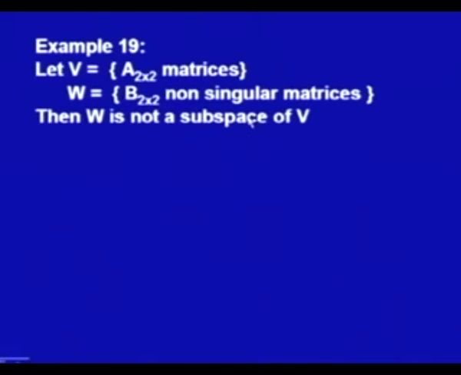This is another example taken from the set of matrices, but this time W is not a subspace. So, let us consider V to be 2 by 2 matrices and W is again the set of all 2 by 2 matrices, but the condition is that these are non-singular matrices. So, we have a bigger set considering all square matrices of order 2, while W is only those square matrices of order 2 which are non-singular. Then W is not a subspace of V, where V is a vector space with respect to the usual matrix addition and scalar multiplication.